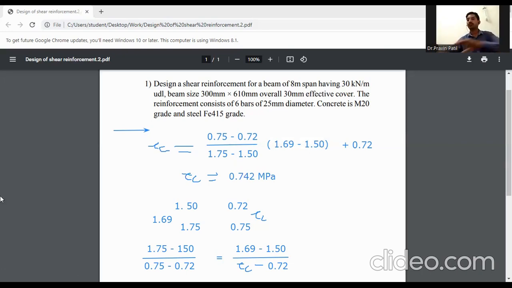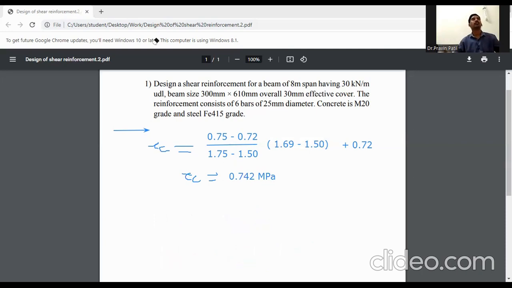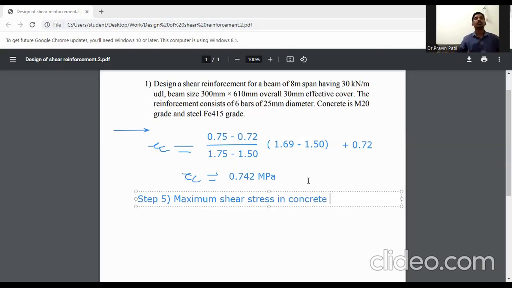Step number 5, maximum shear stress in concrete, that is tau c max.